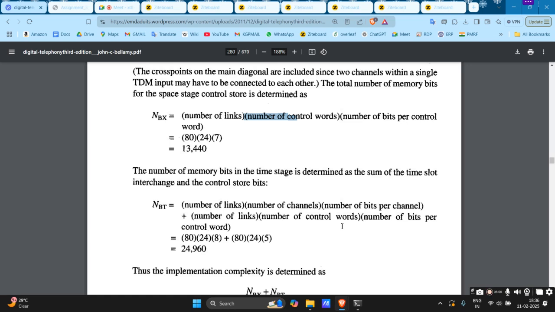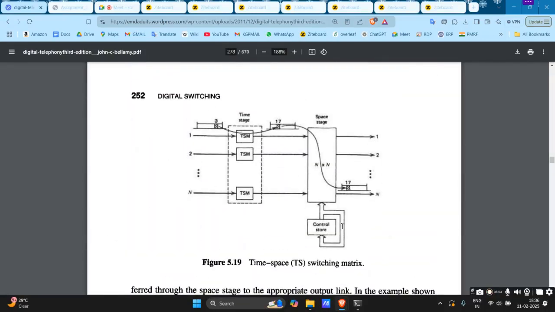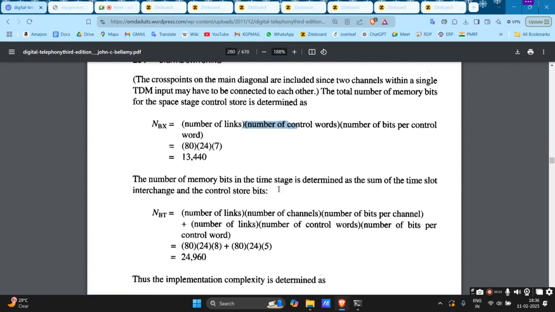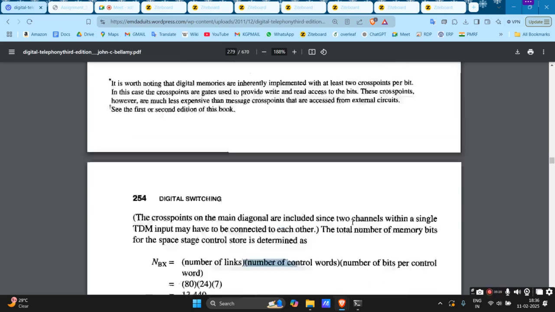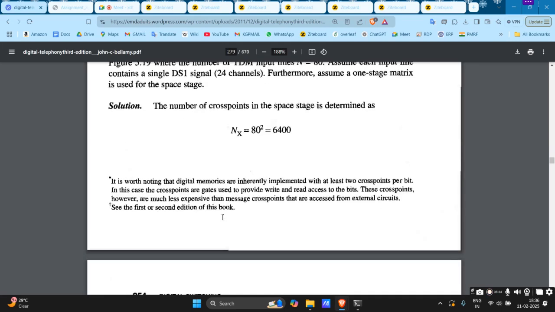Now in the space stage, you were controlling all the 80 inputs, right? So you needed the ceiling of log base 2 of 80 as the number of bits per control word. But here, you are controlling the time slots. You are not controlling the number of inputs. So it will be the ceiling of log base 2 of the number of time slots. So how many time slots are there? There are 24 channels, so 24 time slots.